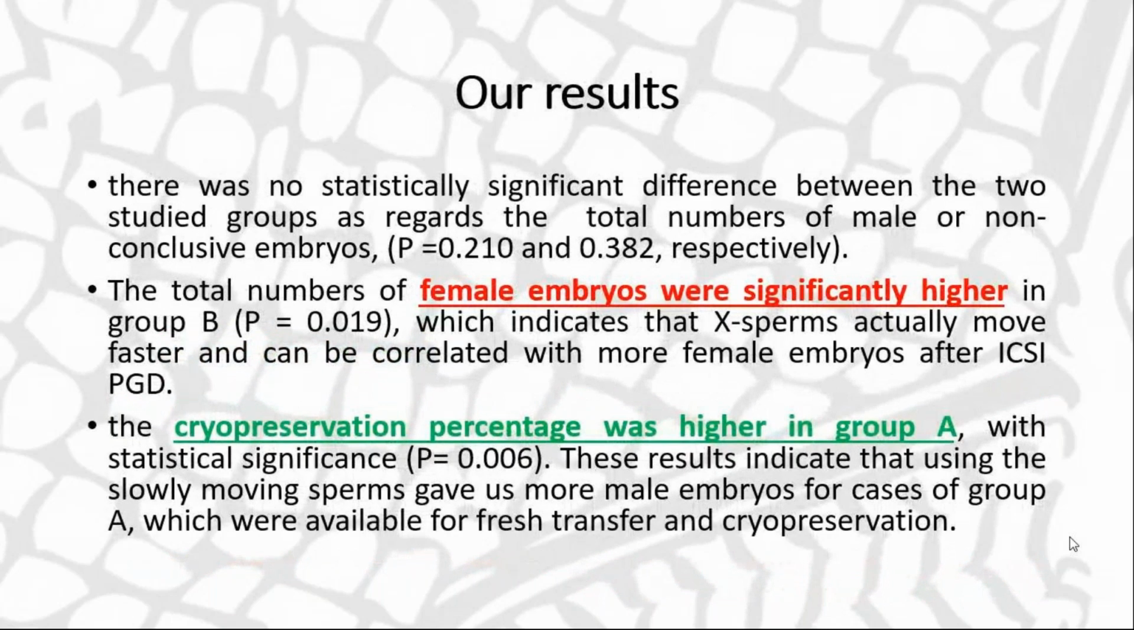In our results, we found that there was no statistically significant difference between the two groups as regards the total number of male or non-conclusive embryos. But we got more female embryos in the group where we used the rapidly moving sperms. And we also got more embryos for cryopreservation in group A, in which we used slowly motile sperms.